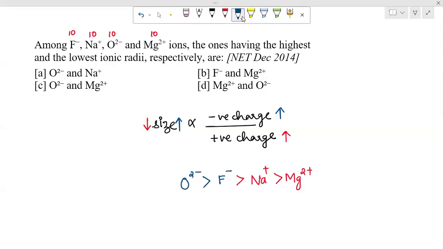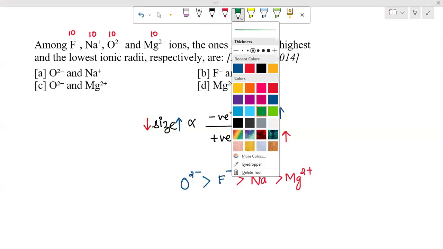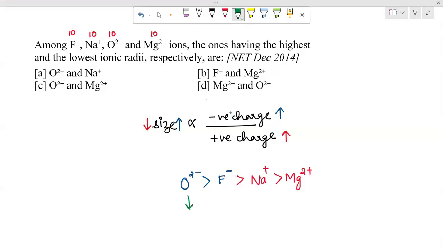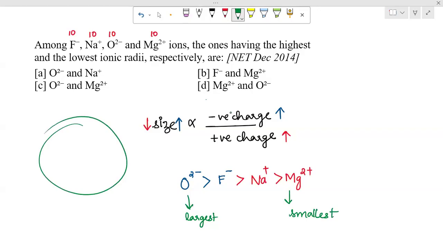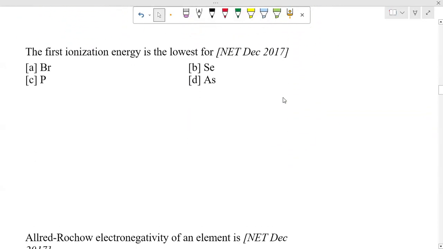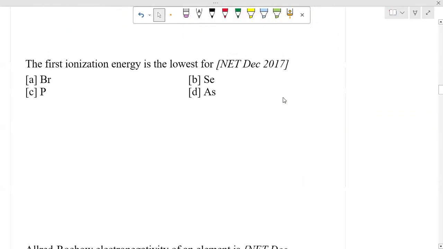So the question is to find the largest and the smallest. So O2 minus would be the largest and Mg2 plus would be the smallest. O2 minus and Mg2 plus is the answer. Option C is the correct answer. Question asked in December 2014. Next question was asked in December 2017.